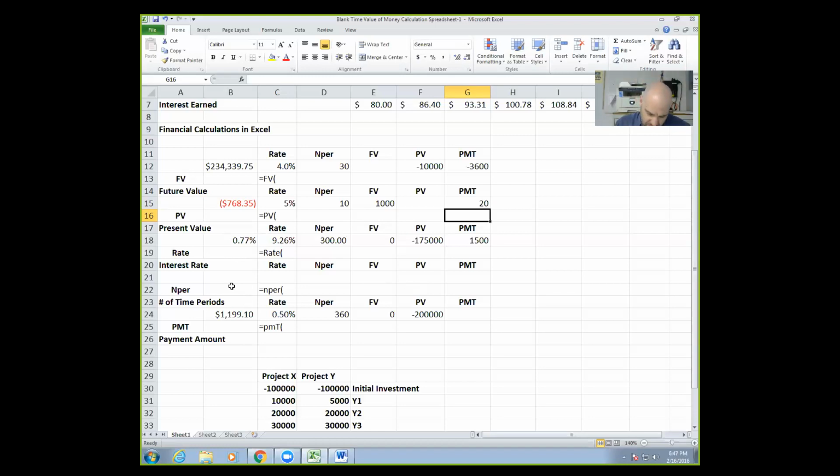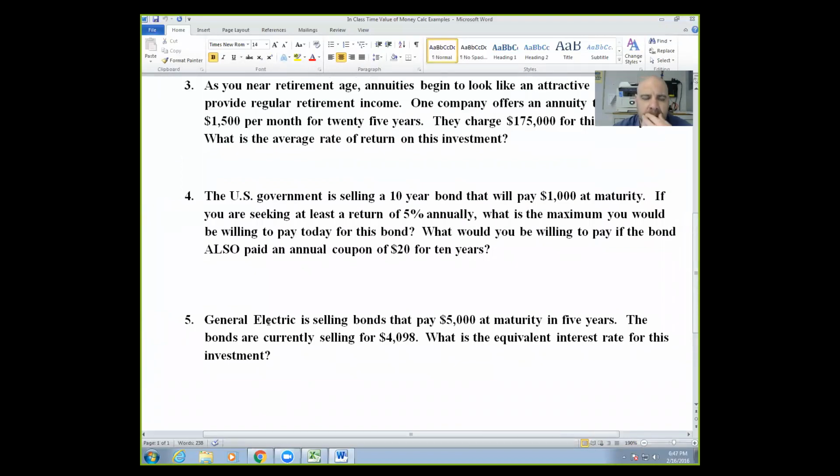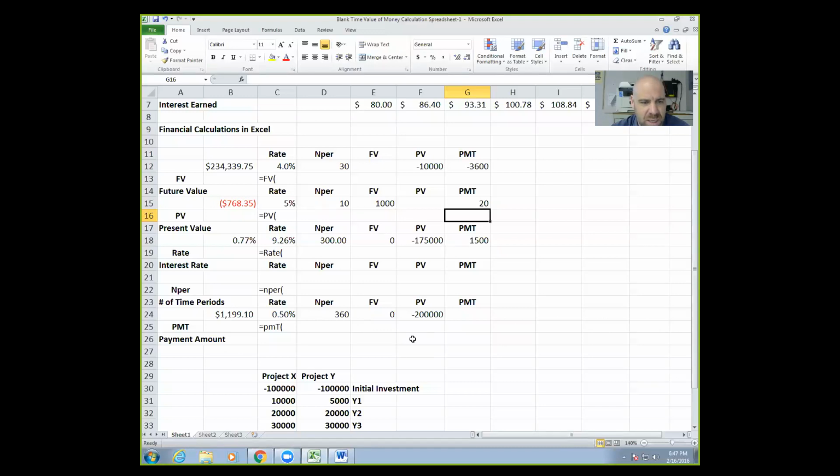All right, so I think we have one more example there. Number 5 is another bond question, but it's asking a slightly different question. General Electric is selling bonds that pay $5,000 at maturity in 5 years. That means instead of getting $5,000 in 10 years, you get it in 5. That's what maturity means. It means you harvest your investment. The bonds are currently selling for $4,098. What is the equivalent interest rate for this investment? So this is going to be a rate investment again.